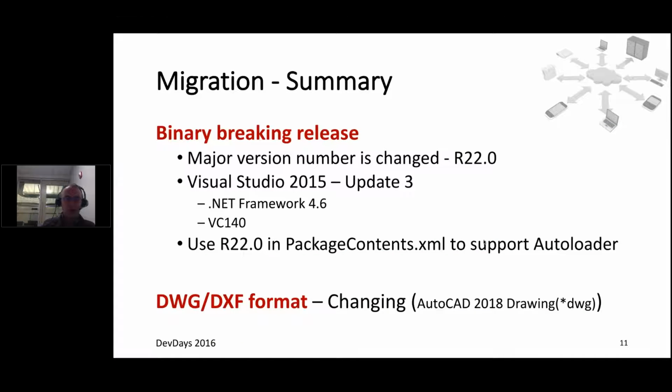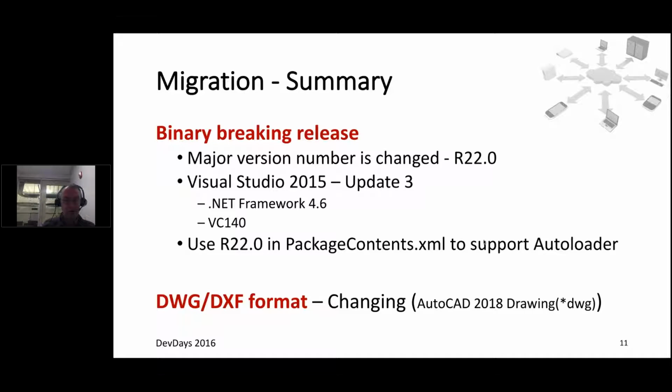So in terms of migration, and actually before I go into migration details, essentially there are no significant new APIs to talk about today. You'll find in the ObjectARX help files information on some small changes and enhancements, but there are no big feature APIs for this release. So this release is all about migration, and it is a relatively straightforward migration. It is a binary breaking release, so the major version number has changed.